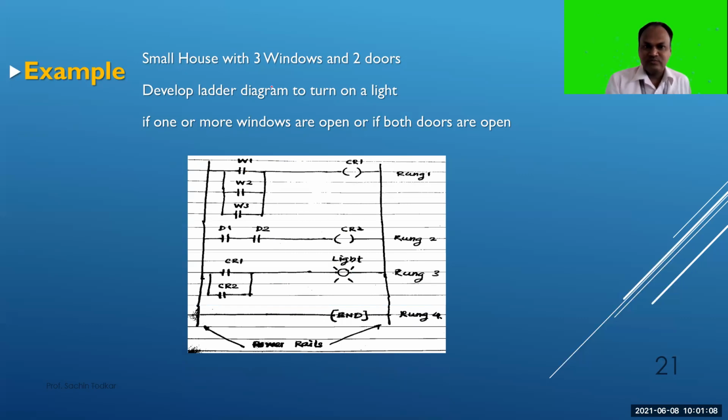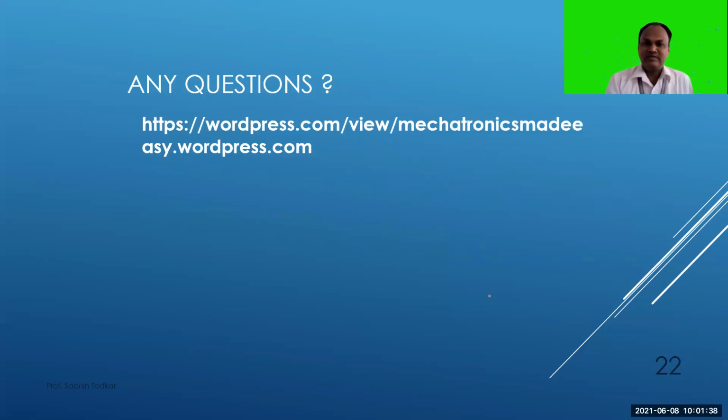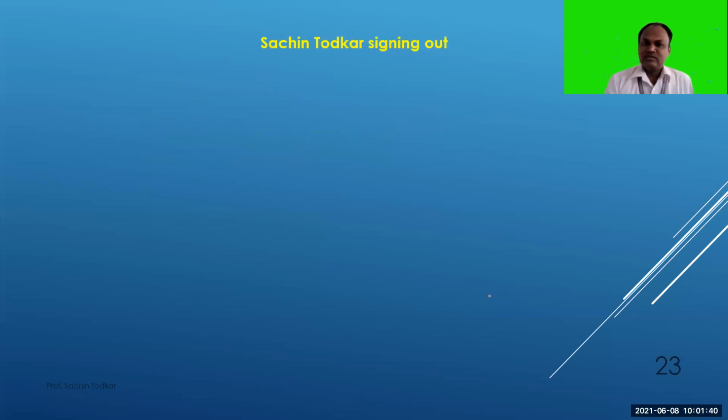They have given that if one or more windows are open, that's why all 3 windows are taken in parallel. If both doors are open, they are taken in series. And there are 2 control relays. Those 2 control relays have been taken in parallel, because if any one of the control relays is started, then your light is to be started. So with this simple logic, you can develop these types of examples. Till then, if you have any questions, you can ask me.